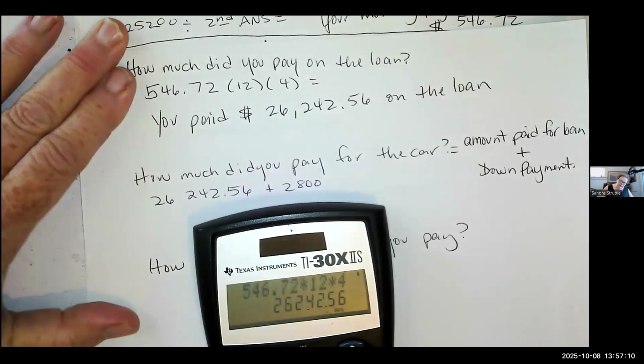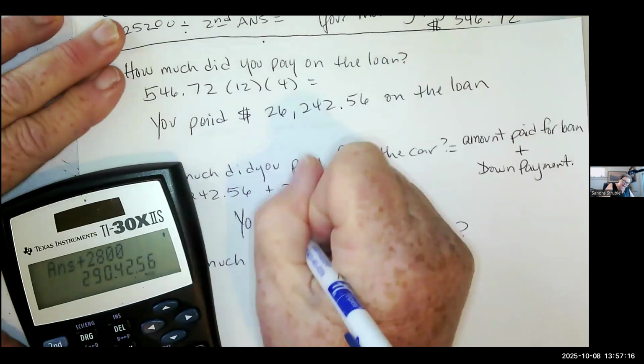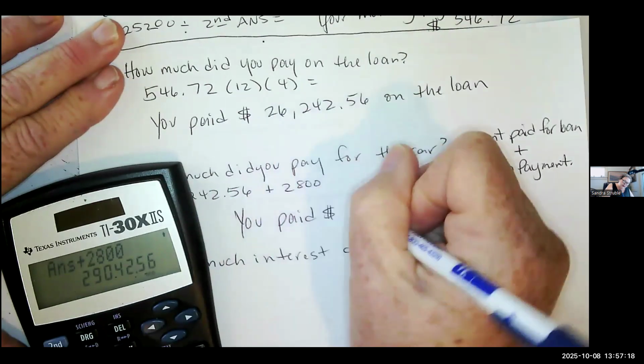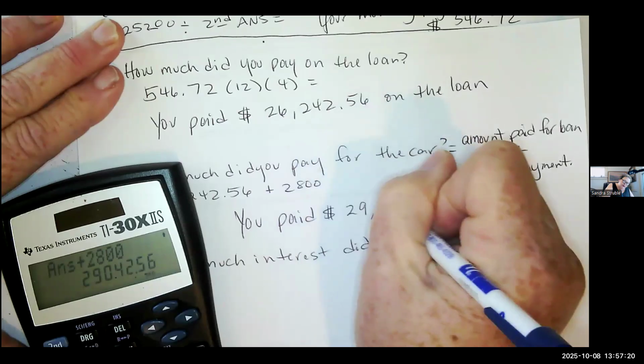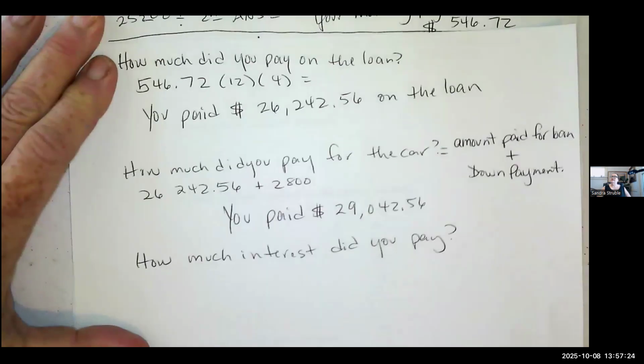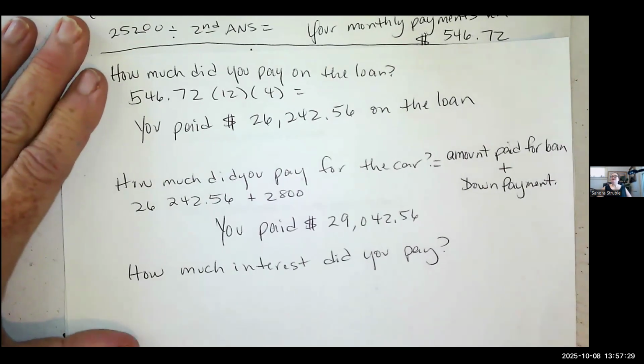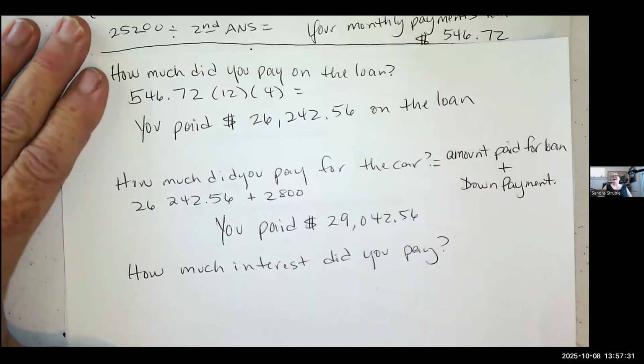So this number that's in your calculator plus the $2,800. So you paid this for your car. You paid $29,042.56. This doesn't seem like a lot, and it's not, considering it's a $28,000 car, because you're not going to get a 2% interest rate. It's just not going to happen.